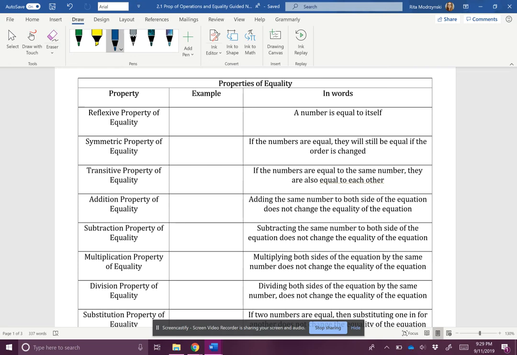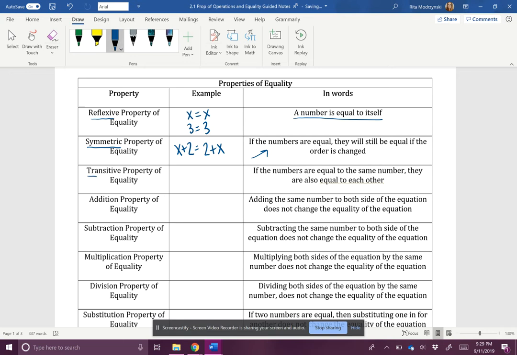So our first property is called the reflexive property of equality, and it basically means that a number is equal to itself. So our example would be x is equal to x, or 3 is equal to 3. Our next one is called the symmetric property of equality. So we kind of have an idea of what symmetry is, but in words, it says if the numbers are equal, then they will still be equal if the order is changed. So that would be something like x plus 2 is equal to 2 plus x. Those are exactly the same thing.